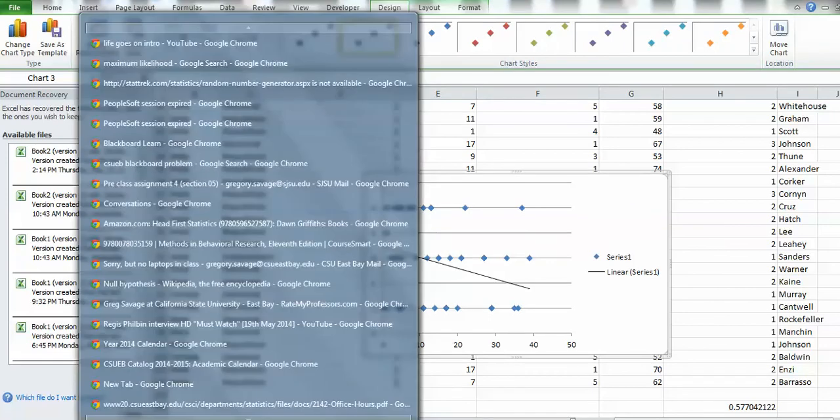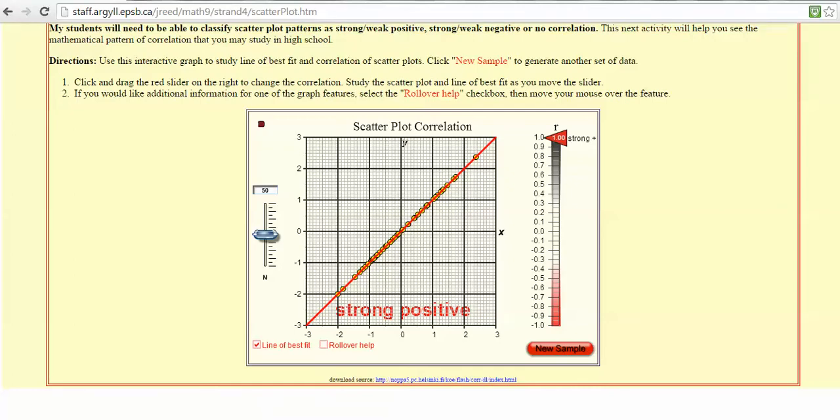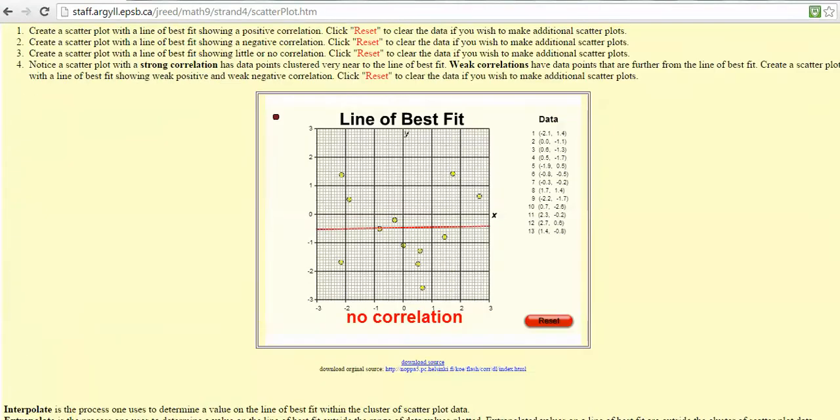Let's look at this website right here. We can actually plug in dots for people's data values, and it actually tells us what type of correlation we're seeing. This is more of a strong positive, like we might see with number of miles driven per week and amount spent on gas.